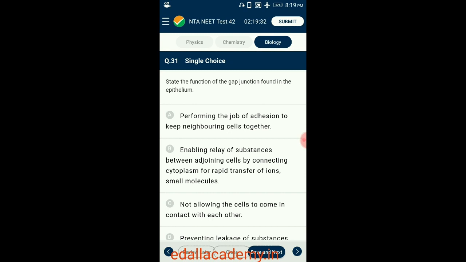Third one is gap junctions. They are found in epithelial tissues and provide transport of materials such as ions, small molecules, water, etc. between adjacent cells. So the answer for this question is option B, enabling relay of substances between adjoining cells by connecting cytoplasm for rapid transfer of ions and small molecules. So that is the function of gap junction. So the correct option is B.